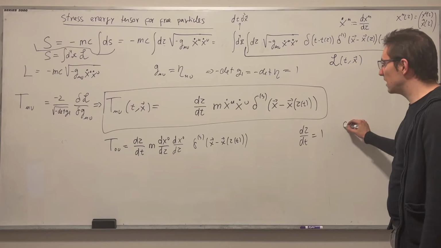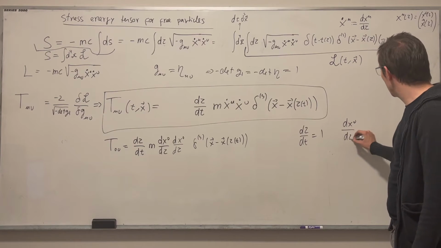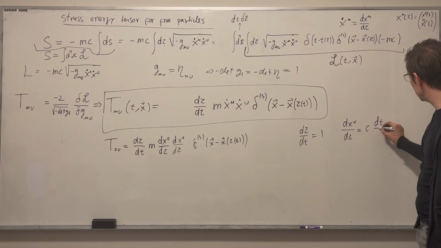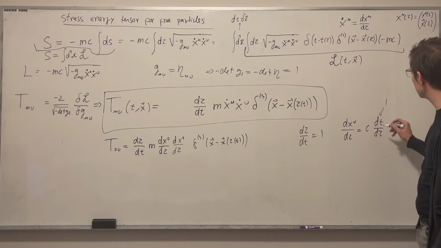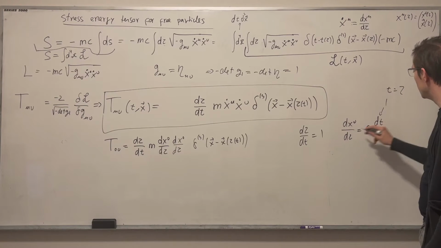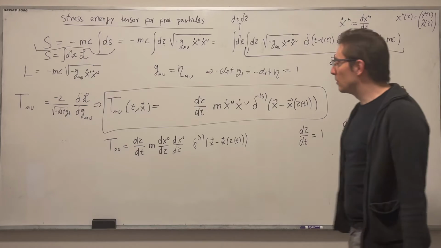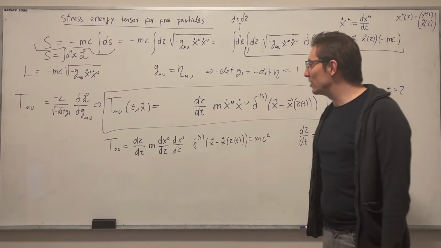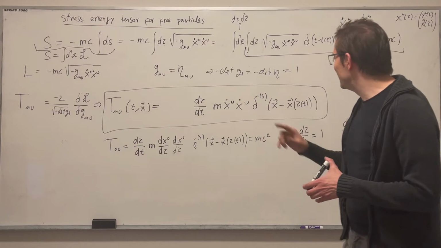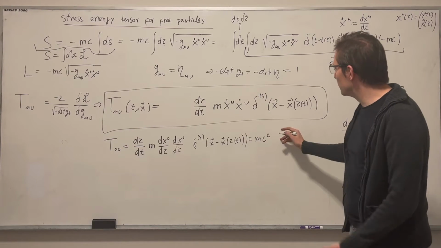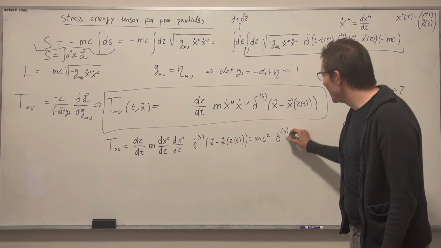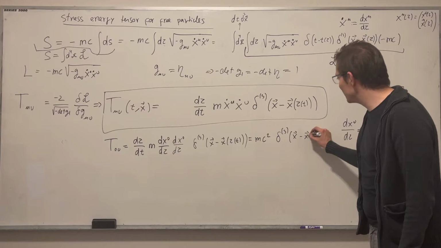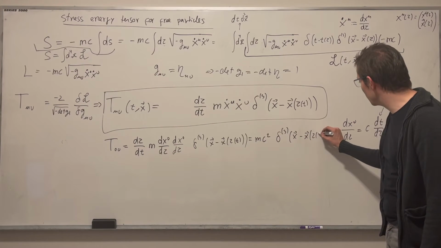And what is dx0 d tau? Well, this is c multiplying dt d tau. And of course, this thing is also 1 because t is equal to tau. So this factor is c. So what we get is the following. We get 1 times mass times c squared. Oh, look at that. In the rest frame of the particle, T00 is the energy of the particle. Well, not quite. It's the energy density of the particle, because it is the energy of the particle evaluated along the trajectory of the particle.